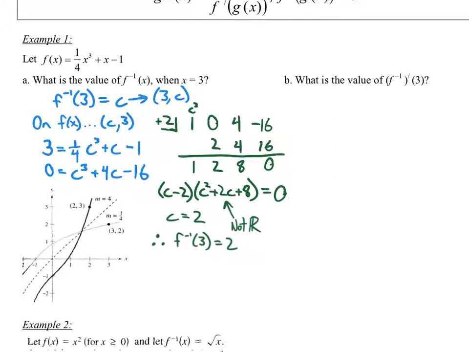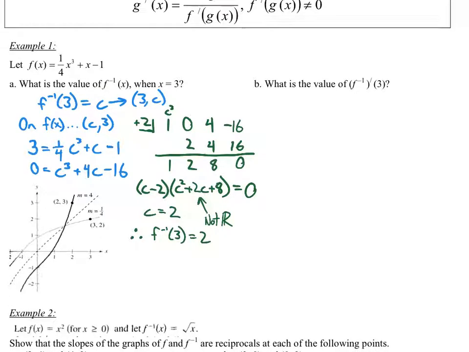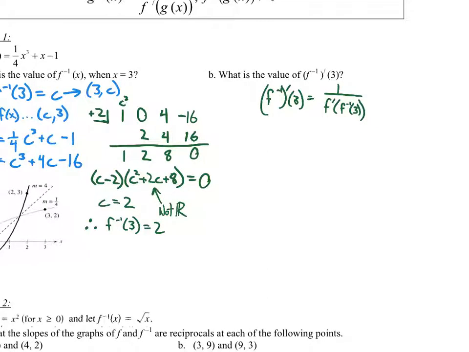So notice, if I want f inverse of a value, I set the original function equal to that value and solve it. Now, what's the value of f inverse prime of 3? Well, using our formula, f inverse prime of 3 is going to be 1 over f prime of f inverse of 3. We just figured out that f inverse of 3 was 2. So it's 1 over f prime of 2.